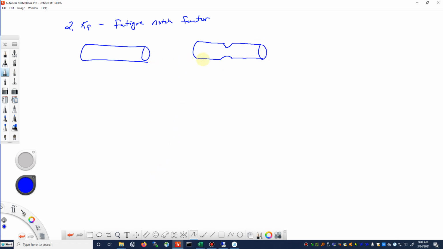And so if they were otherwise the same dimensions except with a notch in them, well, what you can do is on an SN curve, the nominal stress on the log scale with the log number of cycles to failure, you can compare both of these components on the same plot.